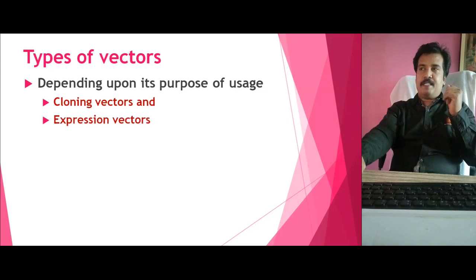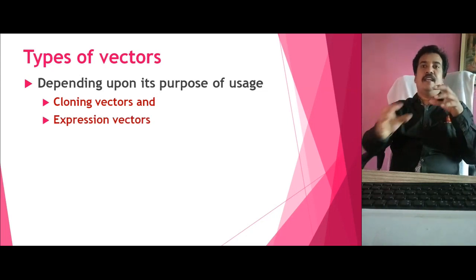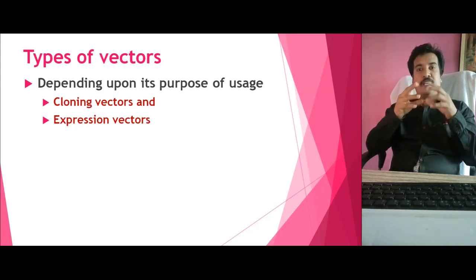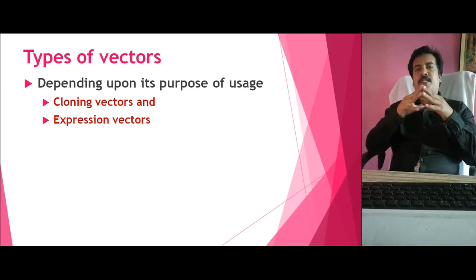The second type is called the expression vector. In this case, the foreign DNA that we have cloned inside the vector should express into a protein. There we will use expression vectors. So depending upon the purpose of our usage, we can classify vectors into two basic types: one is called the cloning vector and the second is called the expression vector.